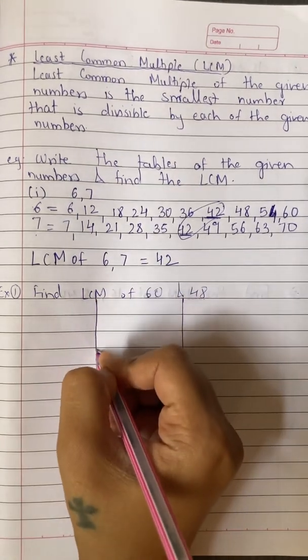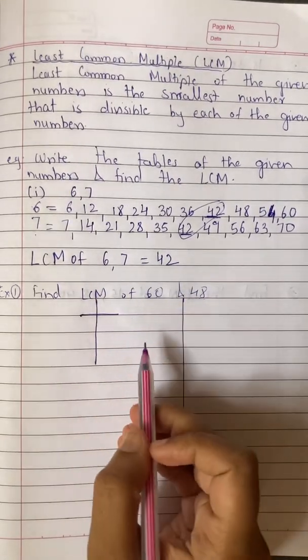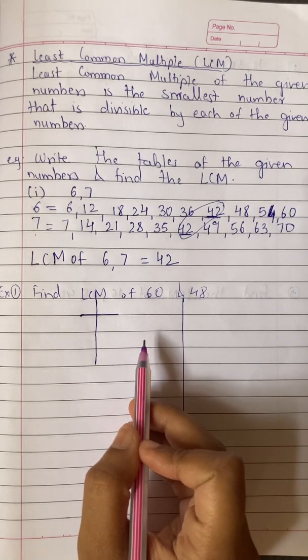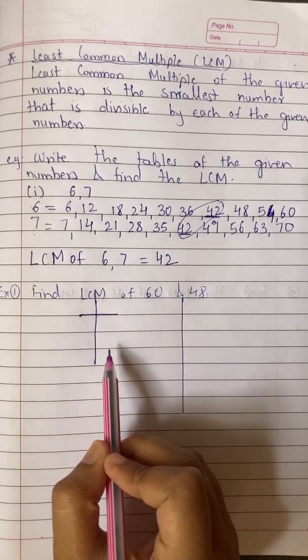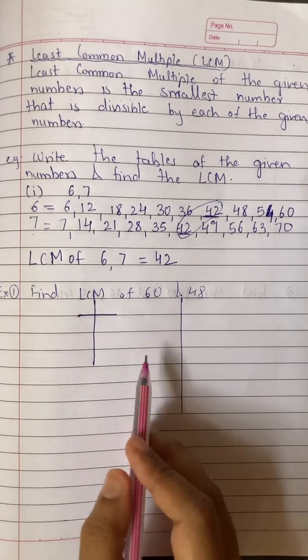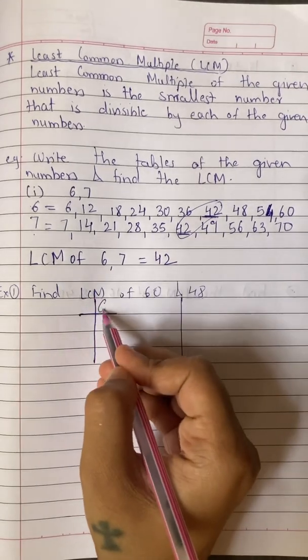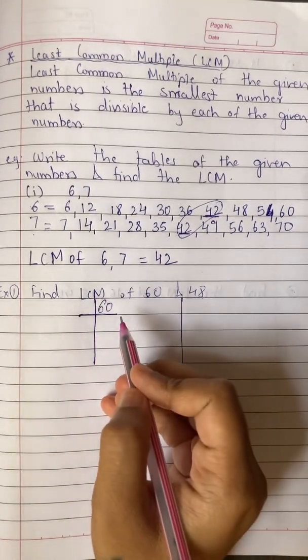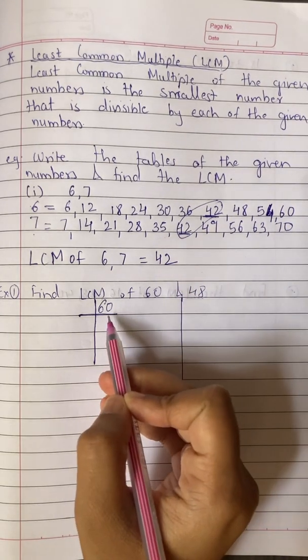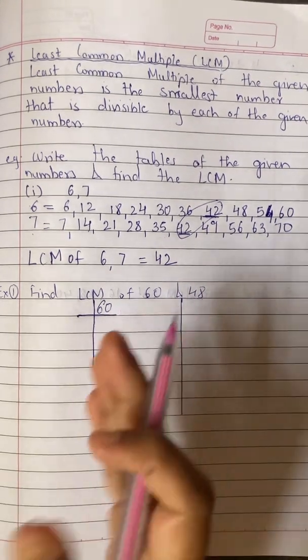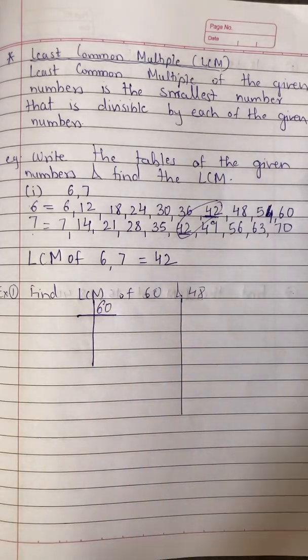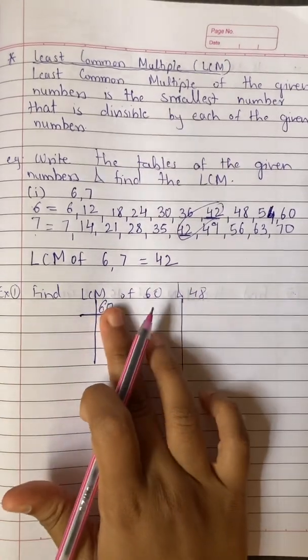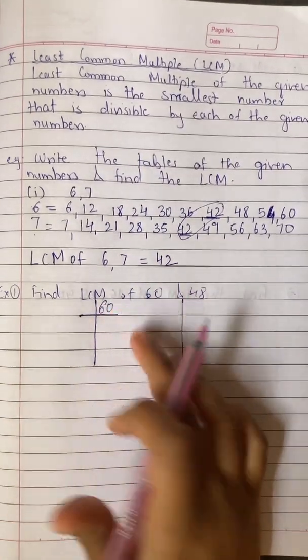So first I'll find out the factors of 60. How do you find out the factors of 60? By vertical arrangement. Vertical arrangement is very important to know, students. Learn this method by heart and practice more and more, because from standard 7 you are going to use vertical arrangement throughout for any standard. So use this method and practice it.